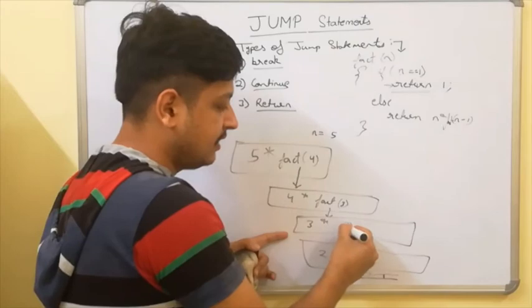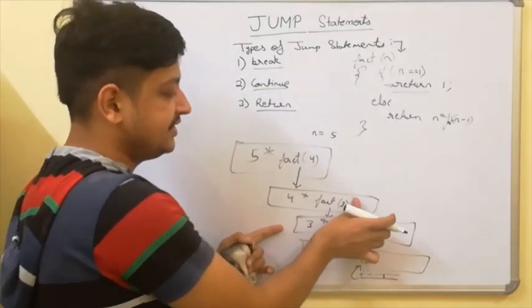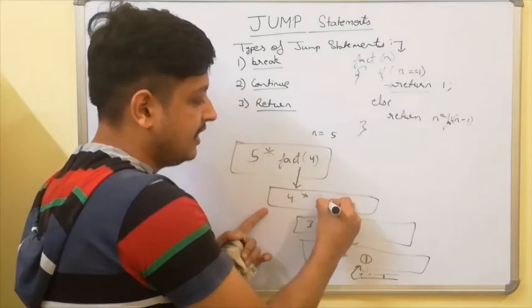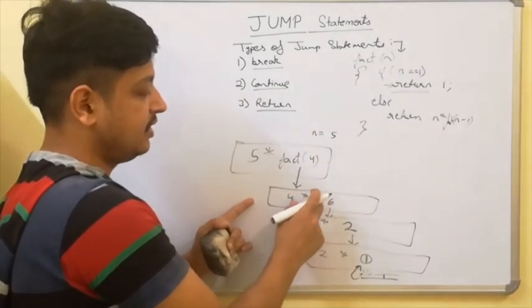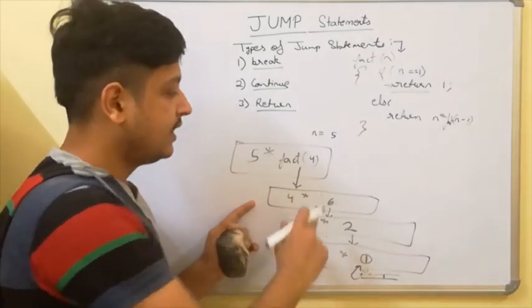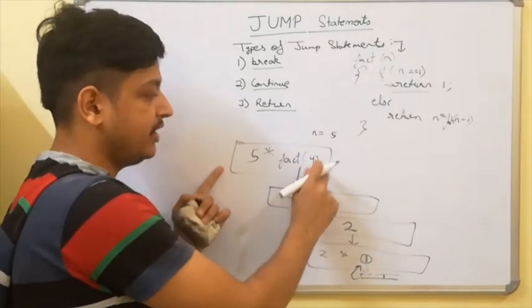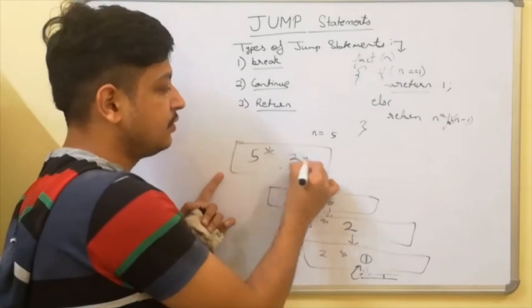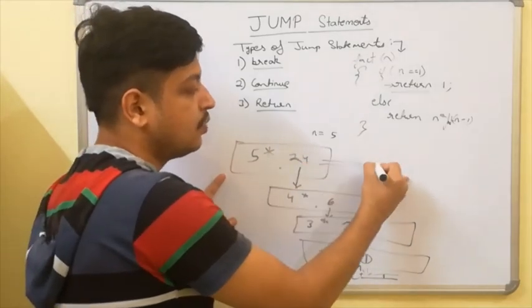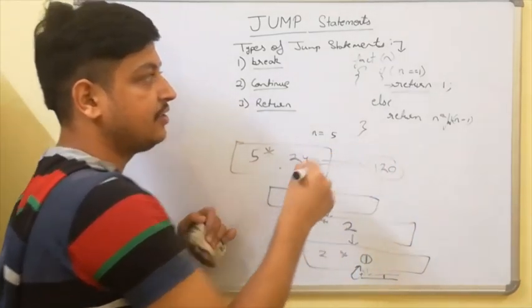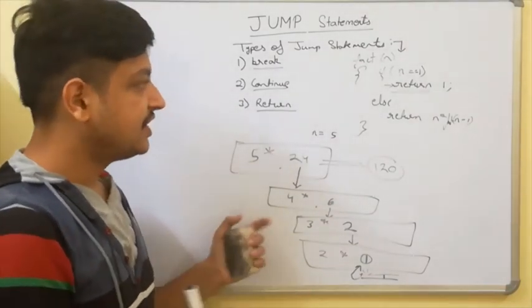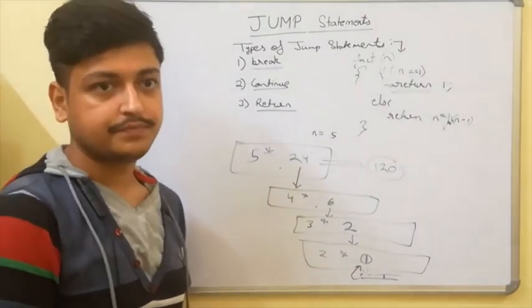Then again 3 into 2 is 6, it will again return to this memory allocation. It becomes 4 into 6. 4 into 6 is 24. Now it will be returned to this memory allocation and it becomes 24 here. And which is equal to 120, and which is the factorial of 5. Right? So this is how our return statement works.